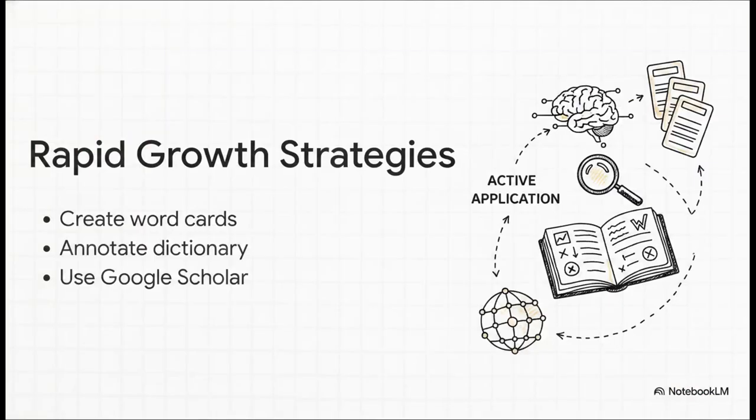All right, so we know the mechanics now: roots, suffixes, and prefixes. But how do we actually turn this linguistic theory into daily rapid vocabulary expansion? Well, the absolutely crucial point here is active application. You can't just passively read words and expect them to stick in your brain. You've got to actively build out comprehensive word cards. So when you learn a new word, go ahead and write down its noun, verb, and adjective forms right there on the same card. Also, don't be afraid to annotate your dictionary. Literally write in it to make it your own. Try hunting down these new words in Google Scholar too, just to see how real academics are using them out in the wild, in context.